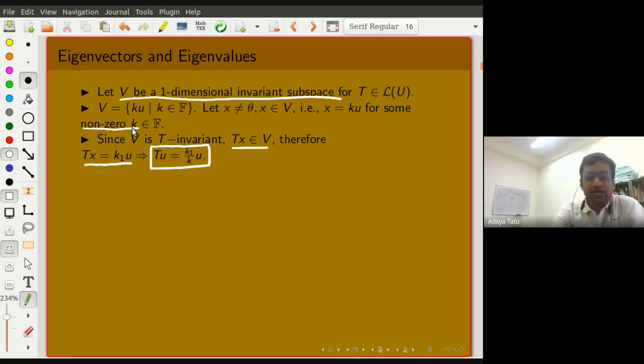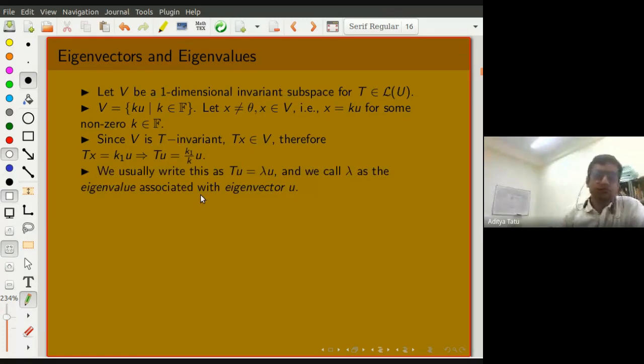Now this k1 by k is also an element of the field, right? By definition. So instead of writing k1 by k, we'll write it as some lambda. And if I write this equation in this form, all of you hopefully recall that this is nothing but the definition of eigenvalue lambda associated with the eigenvector U.